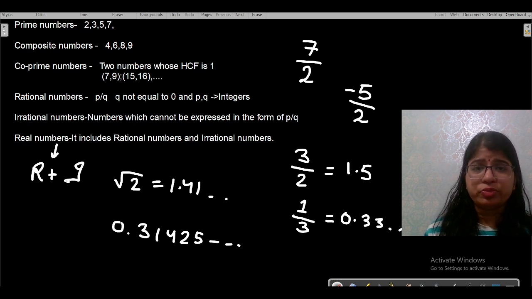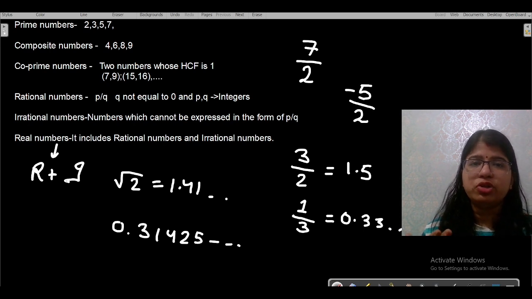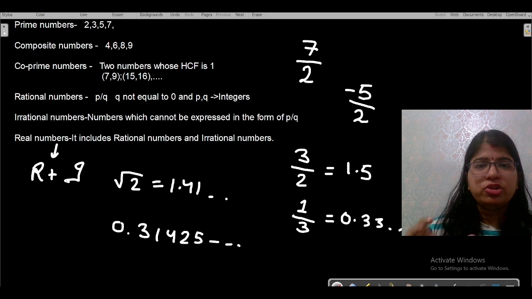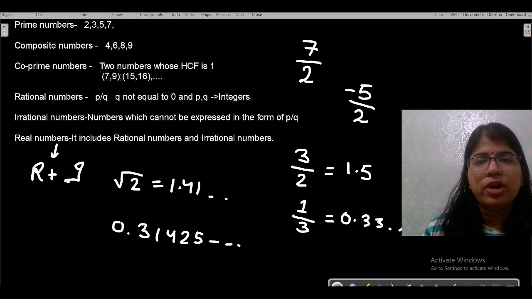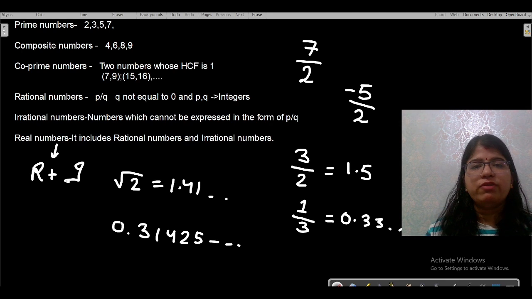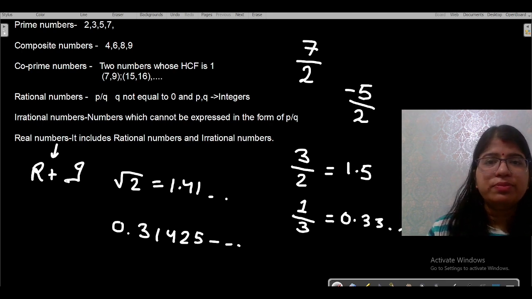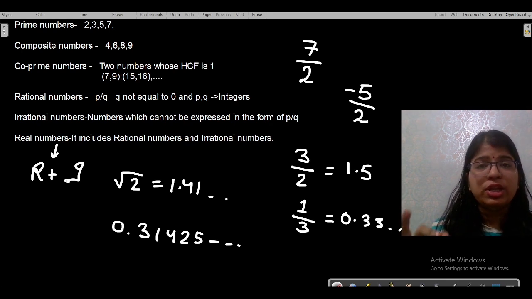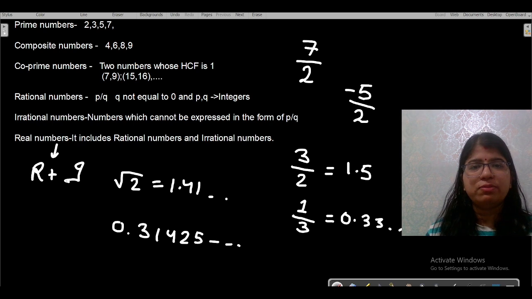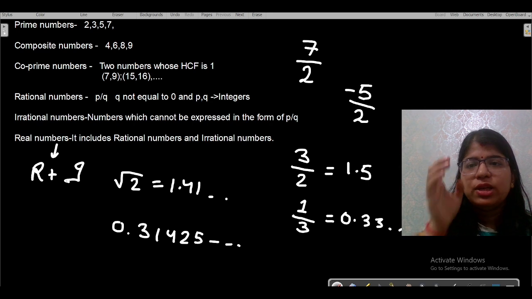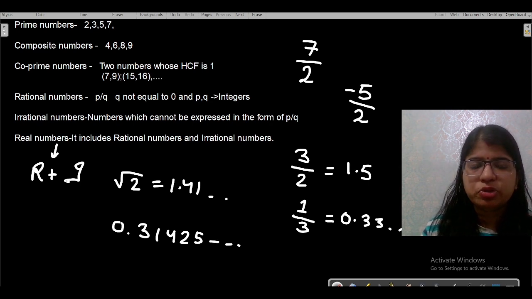If I tell you all natural numbers are whole numbers, what will you say? It is correct, because natural numbers start with 1 and whole numbers start with 0. So we can say all natural numbers are whole numbers. If I ask you what is the even prime number, then you can say that the only even prime number is 2. If I ask you what is the smallest composite number, then you can say 4 is the smallest composite number.